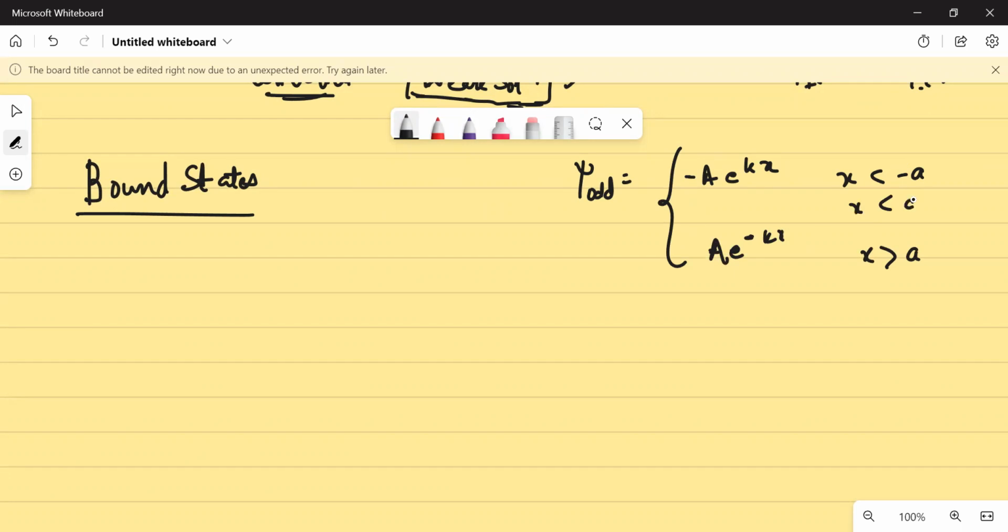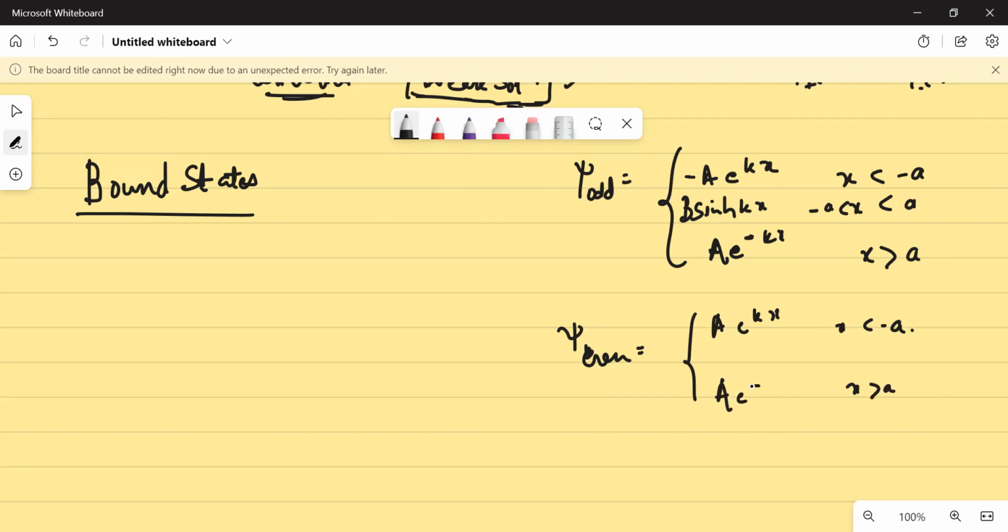And then for all x lying between minus a and plus a, my odd wave function is b sinh kx. Similarly, psi even was a e to the power kx for all x less than minus a. For all x greater than a, it was a e to the power minus kx. And for all x lying between minus a and plus a, it was b cosh kx. Okay, this is how it is. Is that clear?